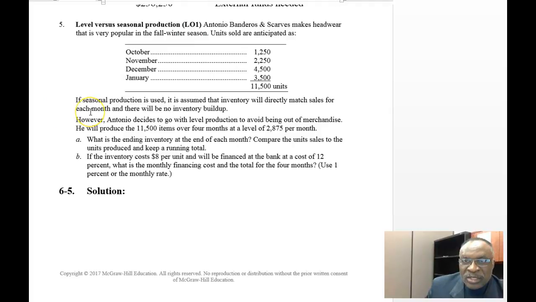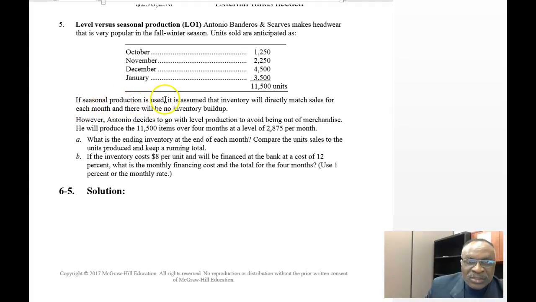Antonio Banderas and Scarfs makes headwear that is very popular in the fall-winter season. Units sold are anticipated as follows: October 1,250, November 2,250, December 4,500, January 3,500. Total for the fall-winter season is 11,500.